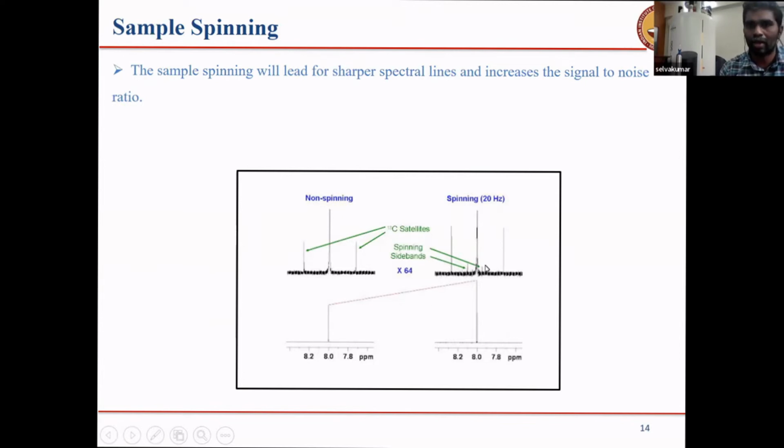One additional thing, we are getting the spinning sidebands. These are the artifacts or noises, so we cannot avoid those things. If we are spinning too much, then the intensity will increase, as well as our sample's spectral line, and at the same time the spinning sidebands also increase. So the optimized rate is 20 hertz per second.